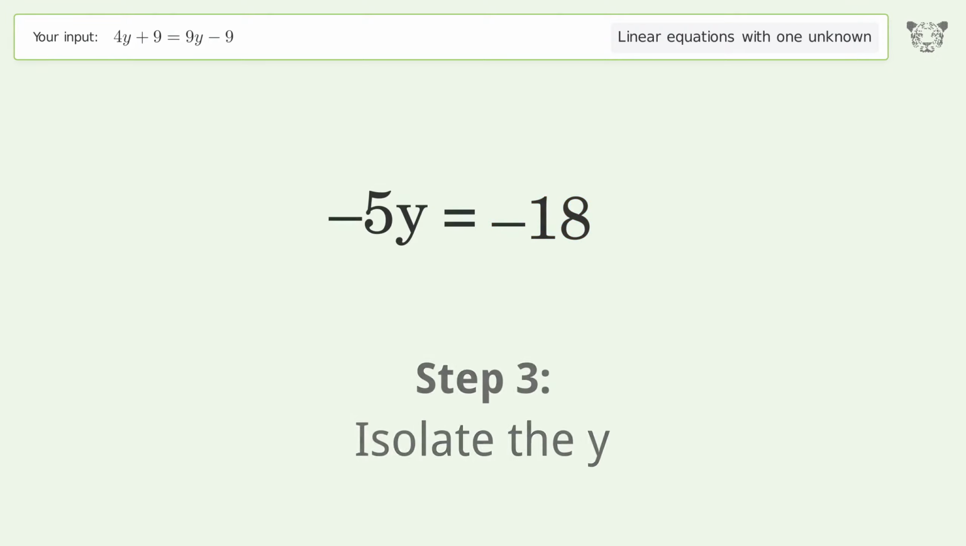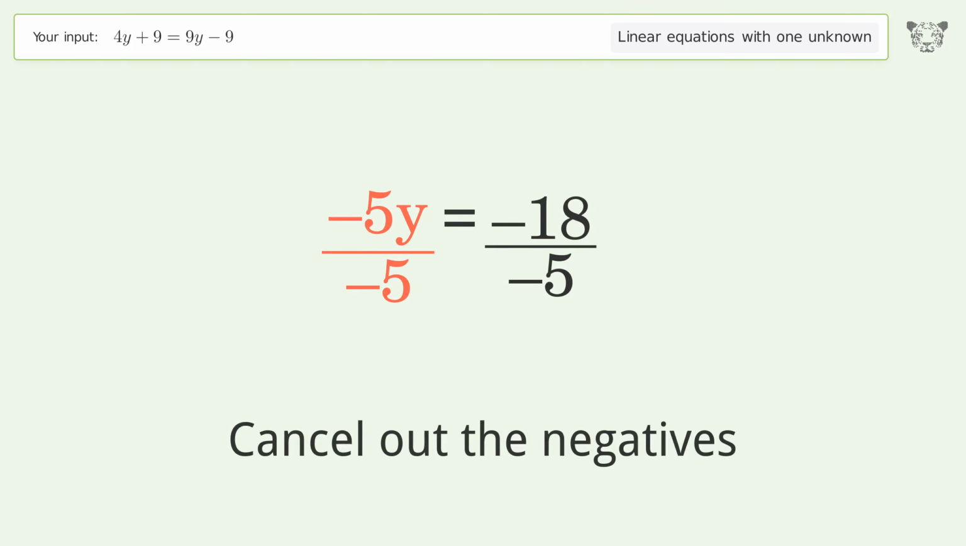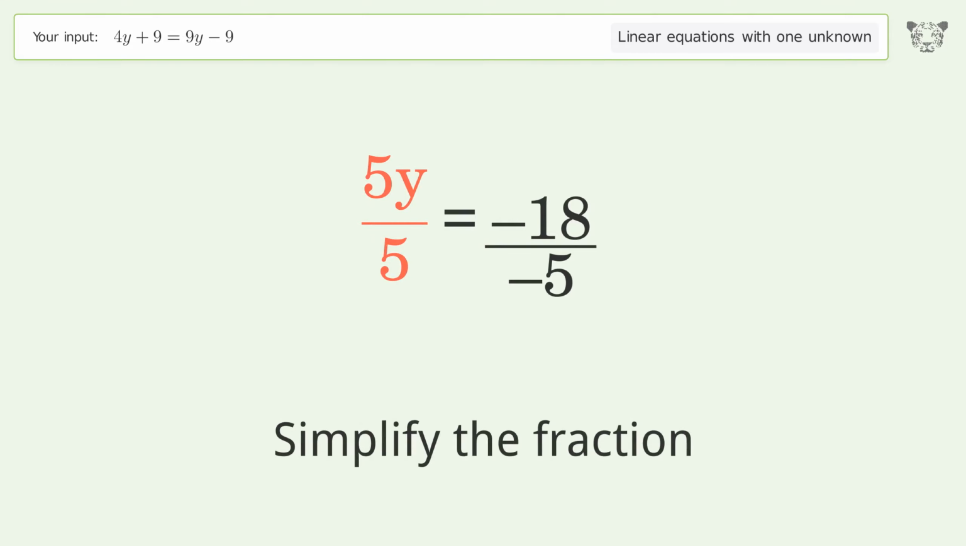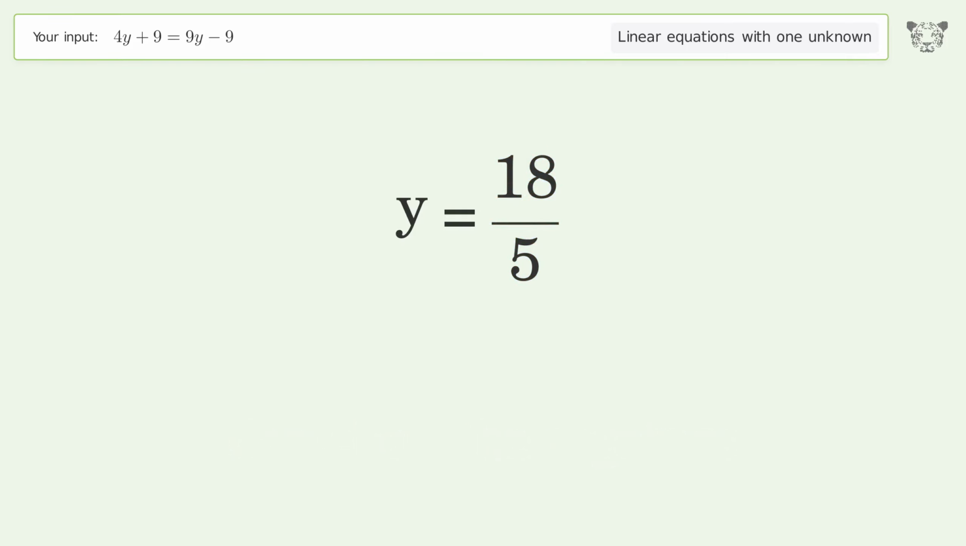Isolate the y. Divide both sides by -5. Cancel out the negatives. Simplify the fraction. Cancel out the negatives. And so the final result is y equals 18/5.